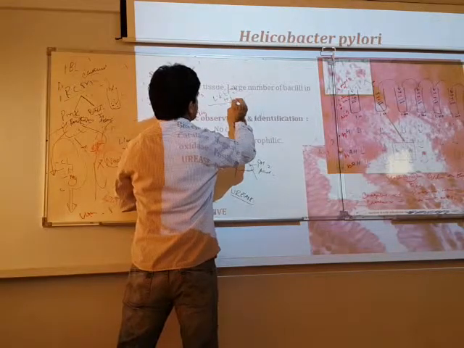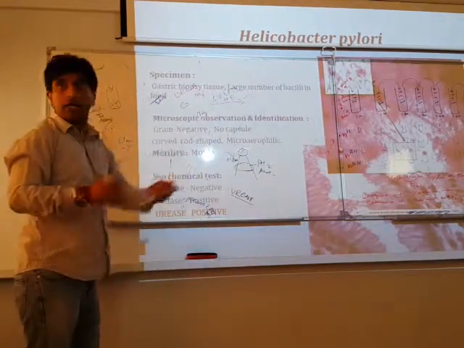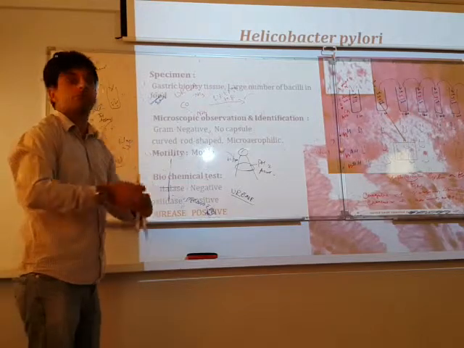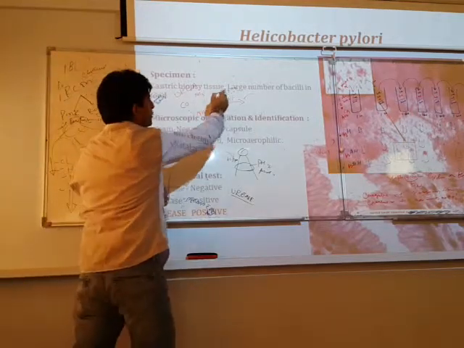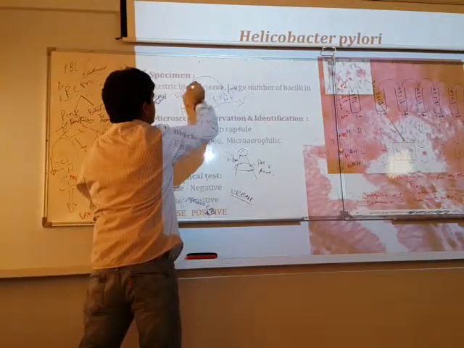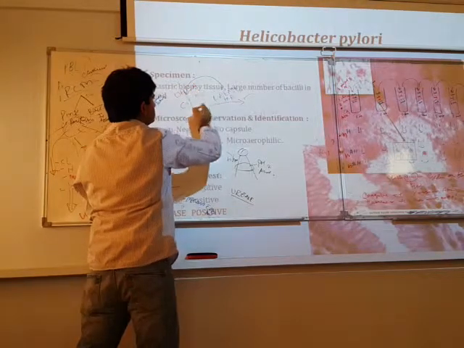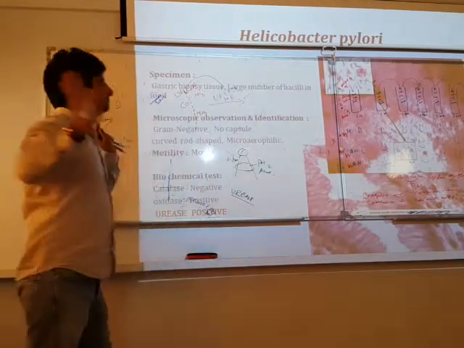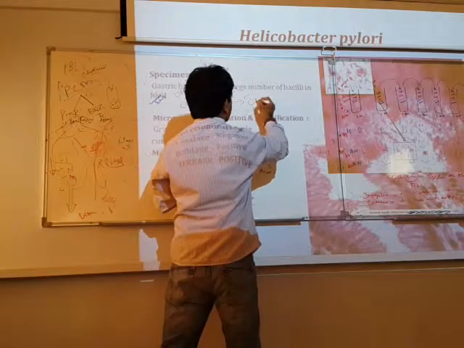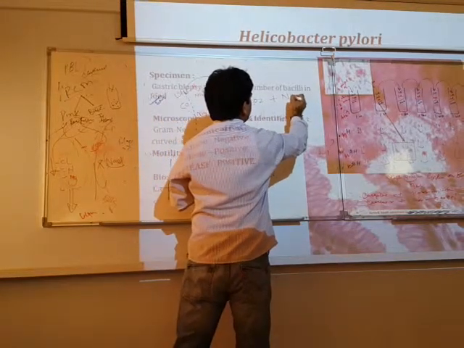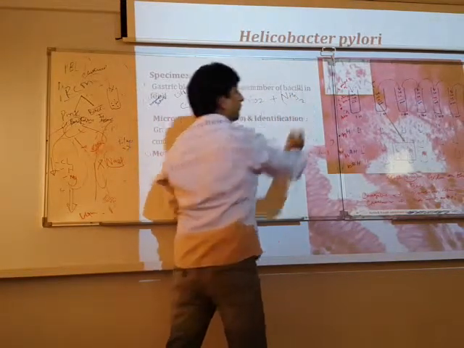H. pylori releases the urease. When this bacteria releases the urease, what happens? Immediately urease comes and breaks down urea in the stomach. In the stomach, it forms carbon dioxide plus ammonia. Now, one more problem.